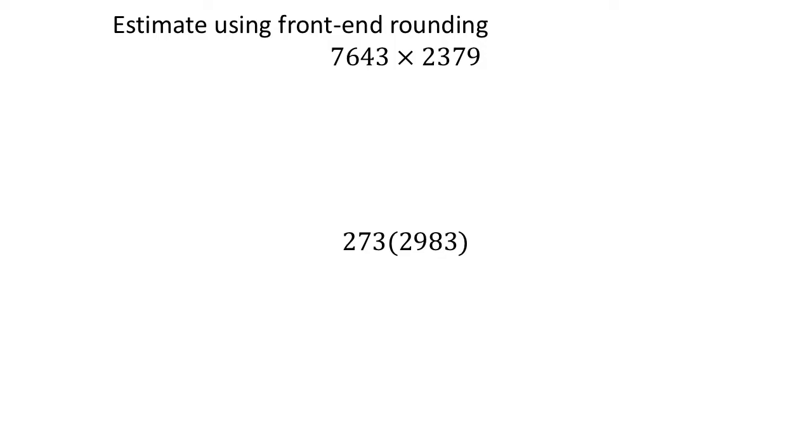All right, estimate using front-end rounding. Remember, when we use front-end rounding, we're going to do the rounding first, and then we'll use the multiplication, all right? And yes, if you multiply these at first, it could throw your answer off, actually quite badly sometimes. So it is important to know that we do need to do the rounding first.